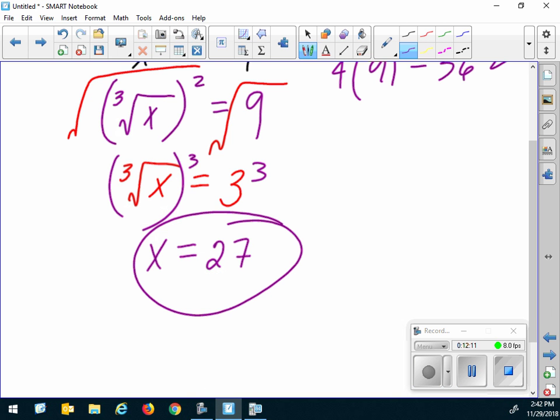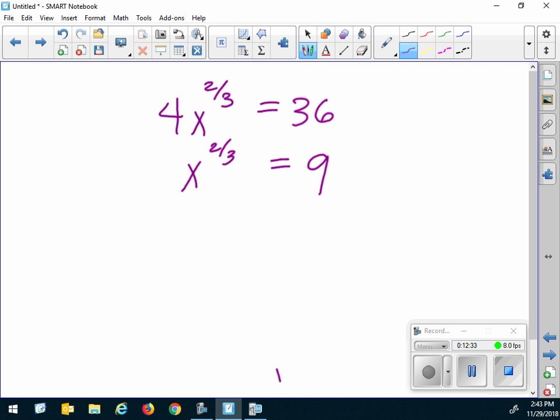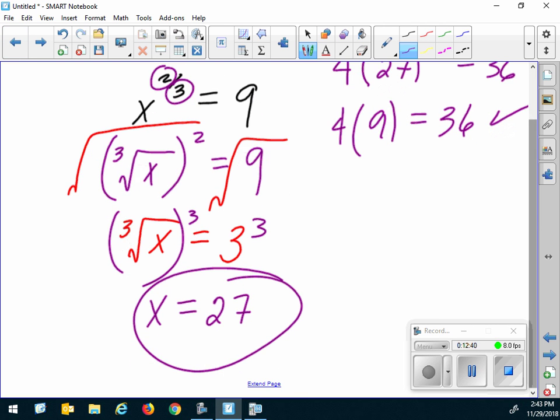That's not bad. Now, let's do the same problem another way. You don't have to write them both down. I just want you to see it. 4x to the 2/3 equals, what was it, 36? Same first step. I need for that x to just be x, right? I need for it to be x to the first power.